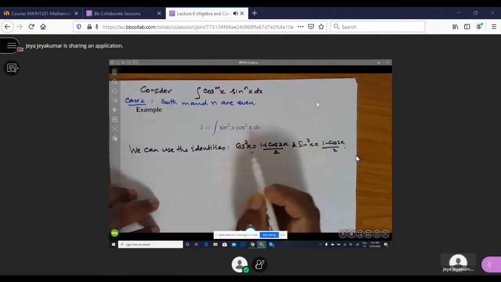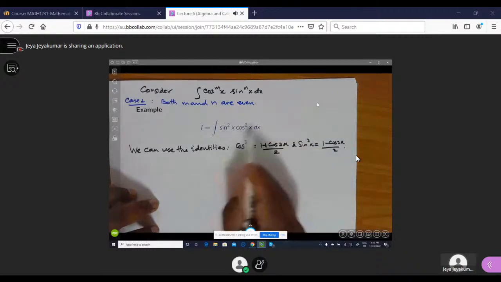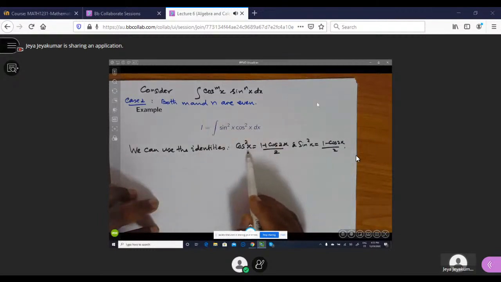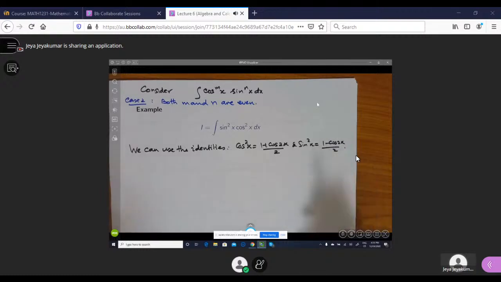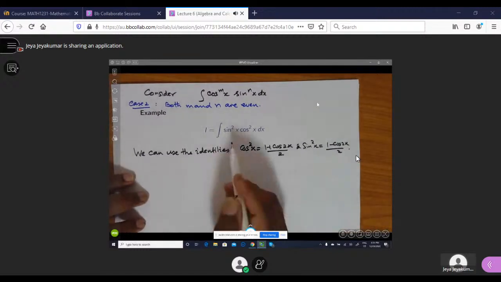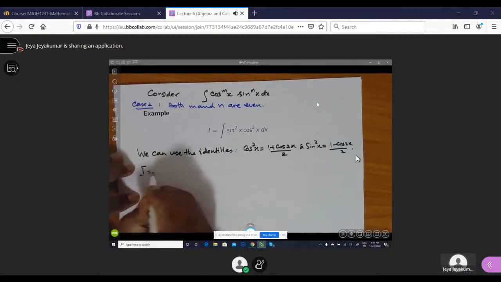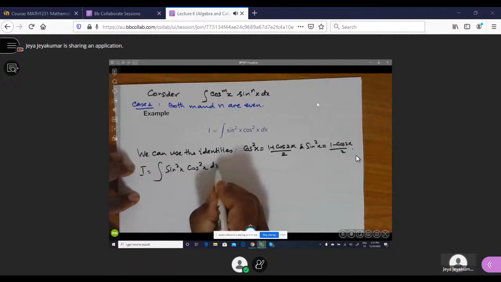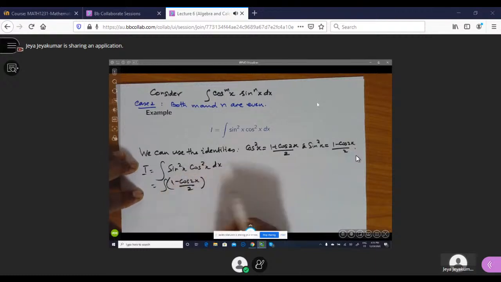Now here, we can use the double angle formula, or you can call it the half angle formula, to rewrite the integral. Someone pointed that out before. So remember the half angle formulas: cosine squared x is 1 plus cosine 2x on 2, and sine squared x is 1 minus cosine 2x on 2. You can do it in two ways here. Let's use this half angle formula first. So let's write this integral, sine squared x times cosine squared x dx. Sine squared x is 1 minus cosine 2x on 2, so 1 minus cosine 2x on 2, and cosine squared x is 1 plus cosine 2x on 2, dx.